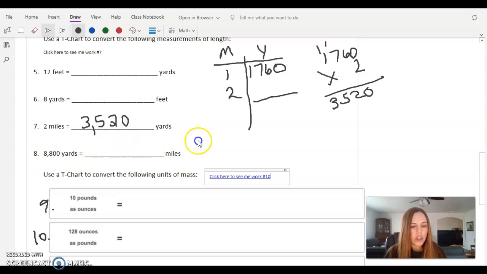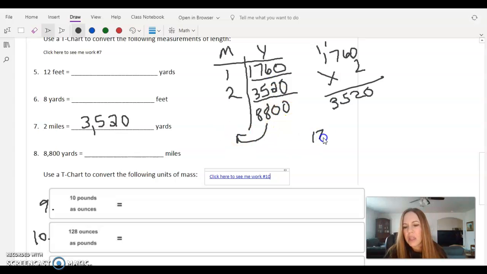Now, on the next one, you're supposed to look in here. We'll fill in our chart. On this next one, you're supposed to see how many miles 8,800 yards is. Well, we know that we divide. When we go from small to big, I divide. But it would be really hard to do long division with a 4-digit number on the outside. I'm not even sure how often they do that in the upper grades. It's possible, but it's kind of difficult and tedious.